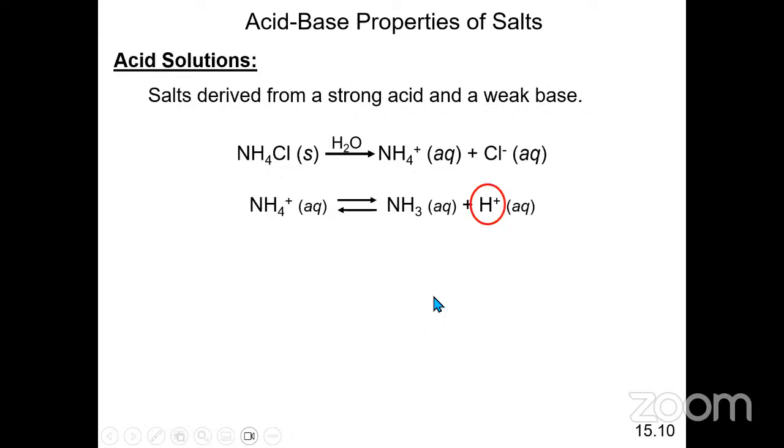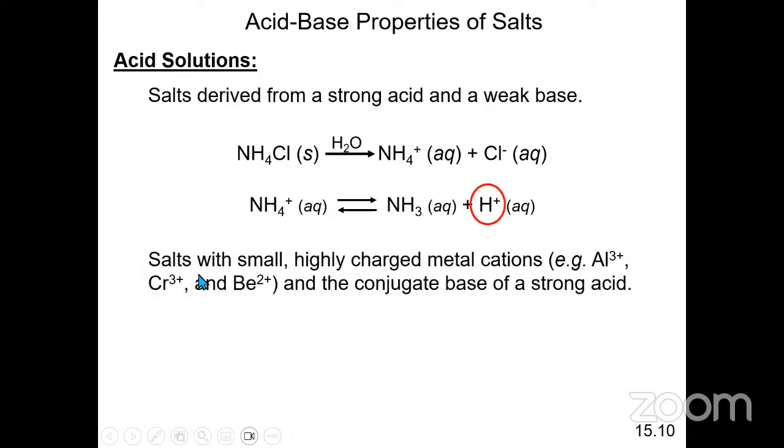And then we have a situation where acidic solutions will be formed if you have a salt where the metal ion is very small and highly charged, right? We say in chemistry that they have a high charge density, all right? So examples include aluminum, chromium, and the beryllium ion. Basically, if you have those ions in combination with the conjugate base of a strong acid, then what will happen is that the ion itself will undergo hydrolysis to form an acidic solution.